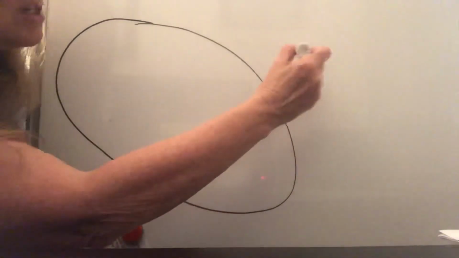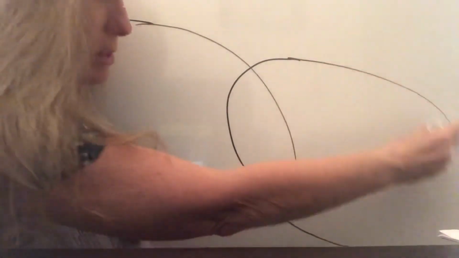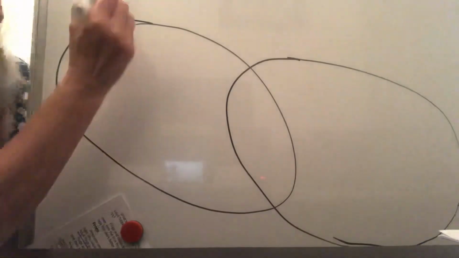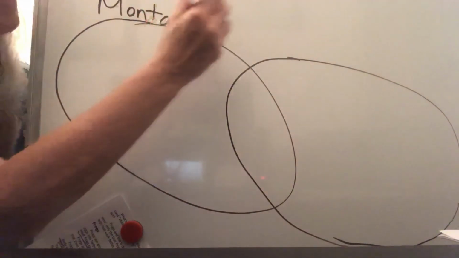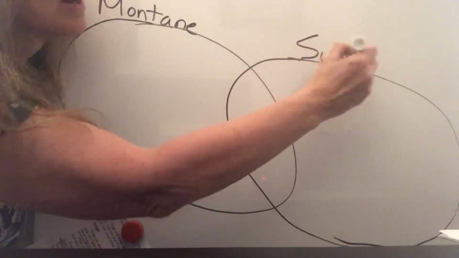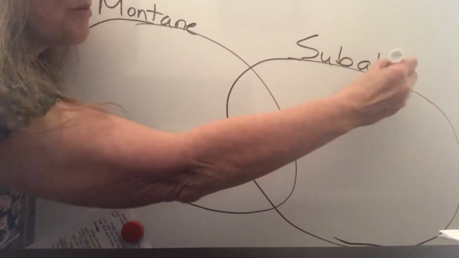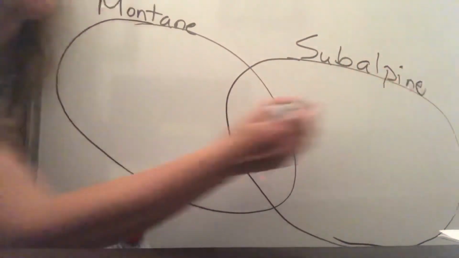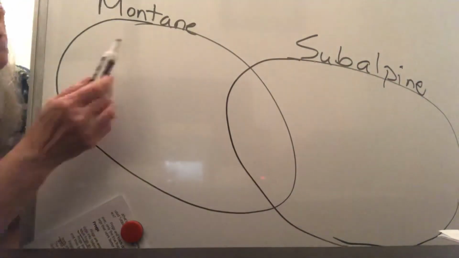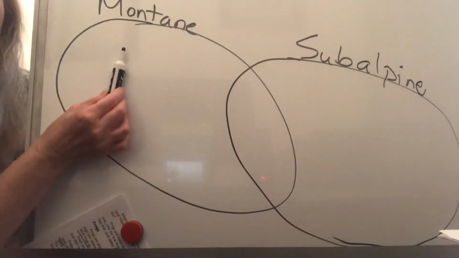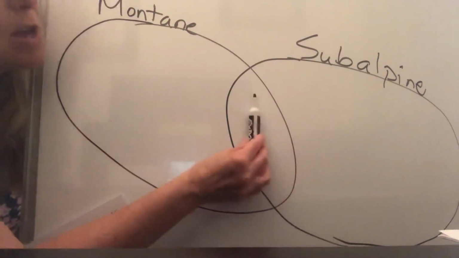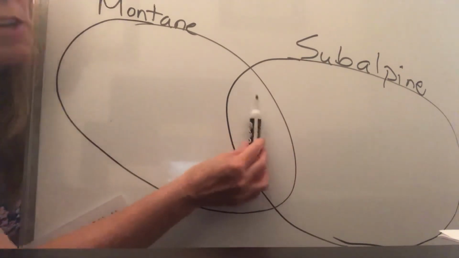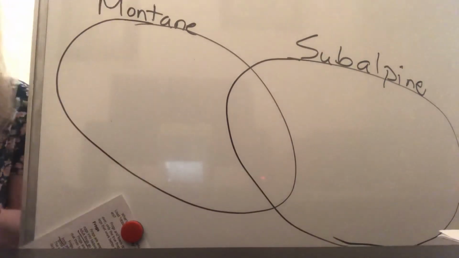Okay, yeah, you can kind of see that. They're not the nicest circles, but that's okay. So you're going to write montane here, and you're going to write subalpine over here. And I want you to find me how the montane is different than the subalpine. And then in the middle, just try to find a few of how they're the same.